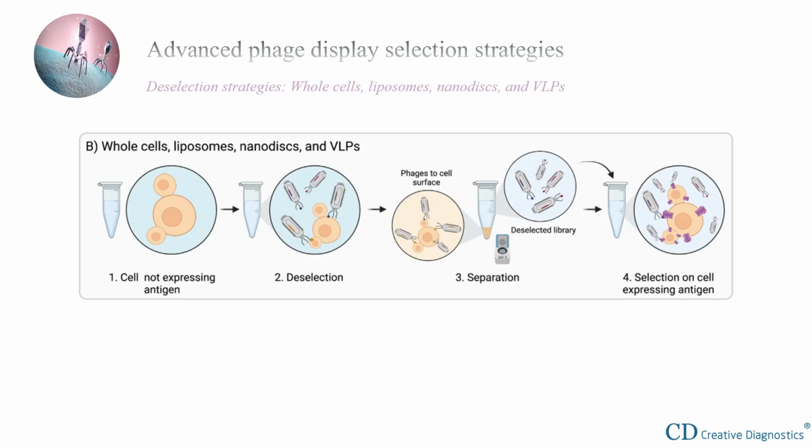For whole cells, antigen is displayed on cells transfected to express the target receptor, and deselection is done using mock-transfected or untransfected cells to enrich specific antibodies. For viral targets, infected host cells are used for selection, and lysates from uninfected cells for deselection. When using cells with endogenous target expression, ideally knockdown or knockout cells serve for deselection. For liposomes, nanodiscs, and VLPs, deselection is performed with particles lacking the antigen before selecting on antigen-displaying particles.